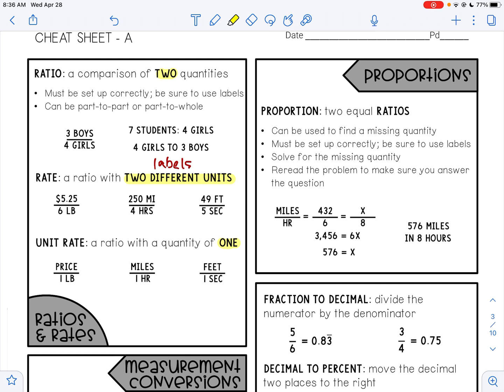Next, we're going to talk about a proportion. A proportion is two equal ratios, which means a proportion has to have an equal sign. These proportions can be used for a ton of things. It can be used to find a missing quantity. It has to be set up correctly. We solve for the missing quantity, and then we reread the problem to make sure our answer matches the question.